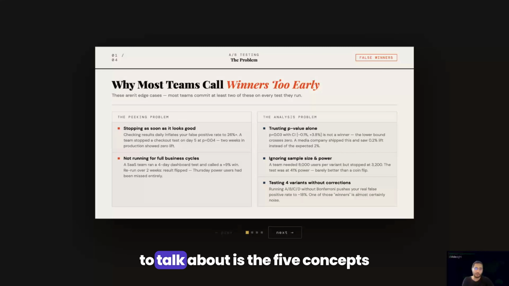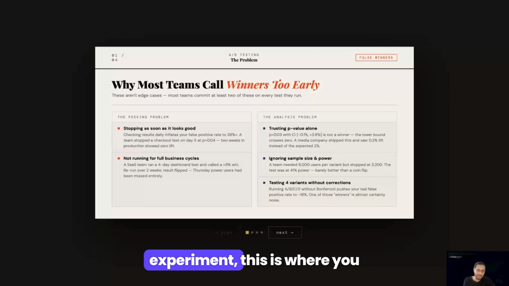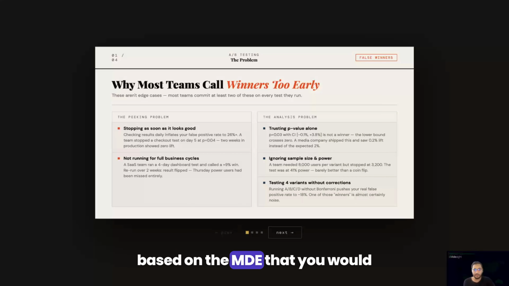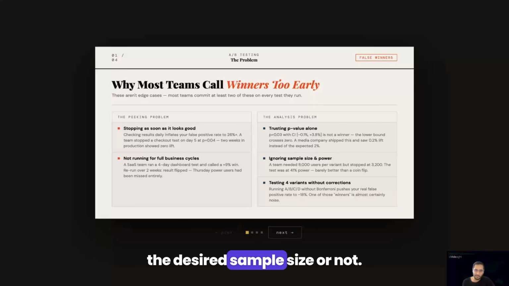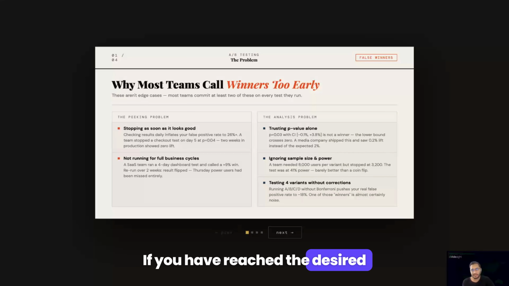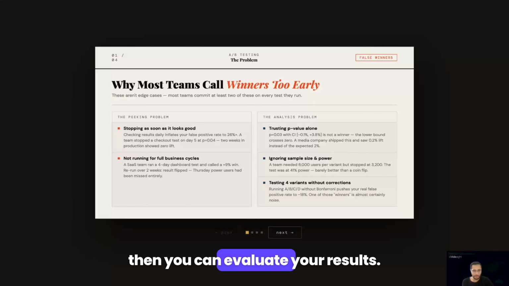The next thing that we're going to talk about is the 5 concepts that actually matter when you are evaluating your results. So the first thing that you're going to check is whether you have reached your sample size or not, and whether the statistical power is there or not. Before you even start your experiment, this is where you decide your sample size based on the statistical power that you desire to have, and also based on the MDE that you would want to detect. So based on this, you're going to have a sample size, and you need to make sure, have you reached the desired sample size or not? If you have reached the desired sample size or the test duration, then you can evaluate your results.